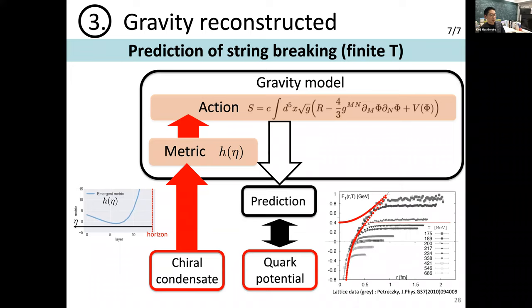So let me calculate that, since the gravity action is already determined. So you can easily do it, of course. It is obtained from that. Thank you very much. Thank you. So are there further questions?